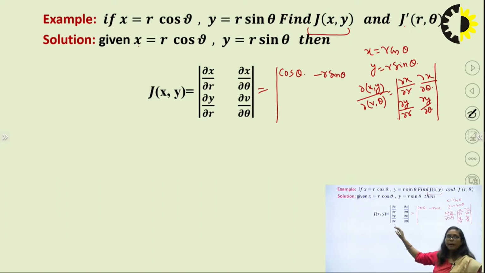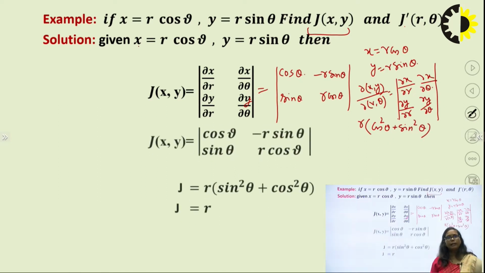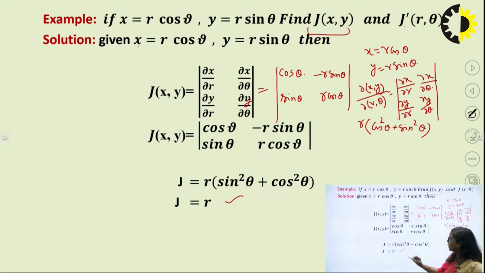Next is del y by del r. Del y by del r is nothing but sin theta. And del y by del theta: the derivative of sin theta is cos theta. So this is r cos theta. So when I start solving this determinant, what do we get? I get r into cos squared theta plus sin squared theta, which we know is equal to 1. So we get the value of this Jacobian as r. So this is equal to r.